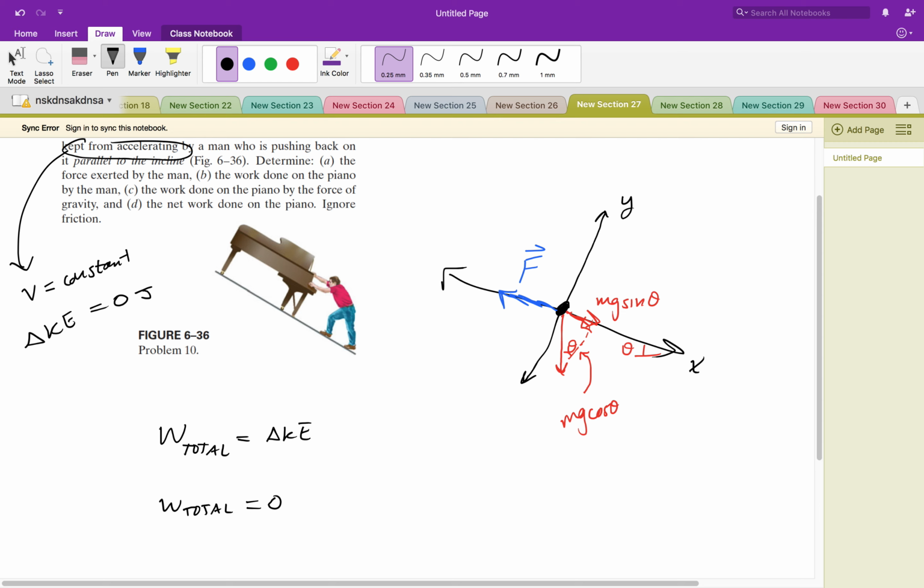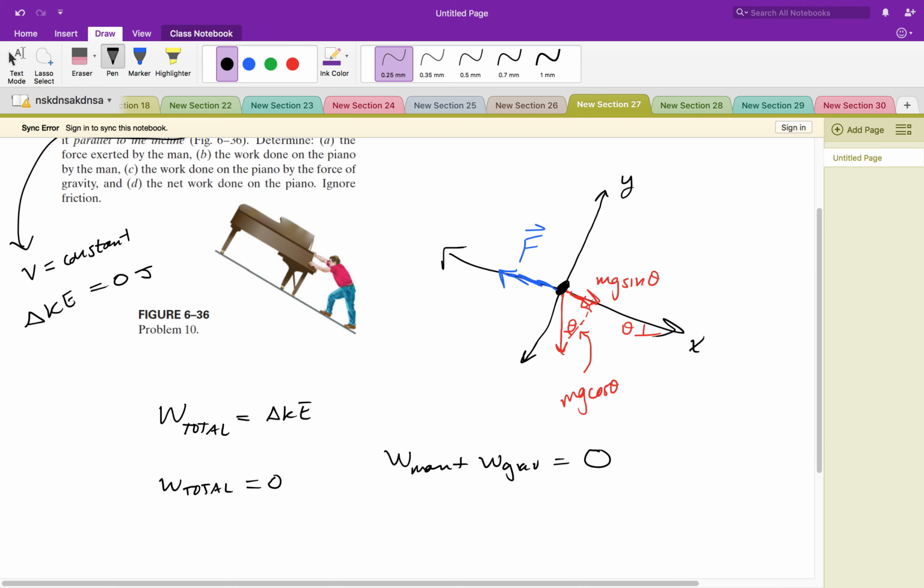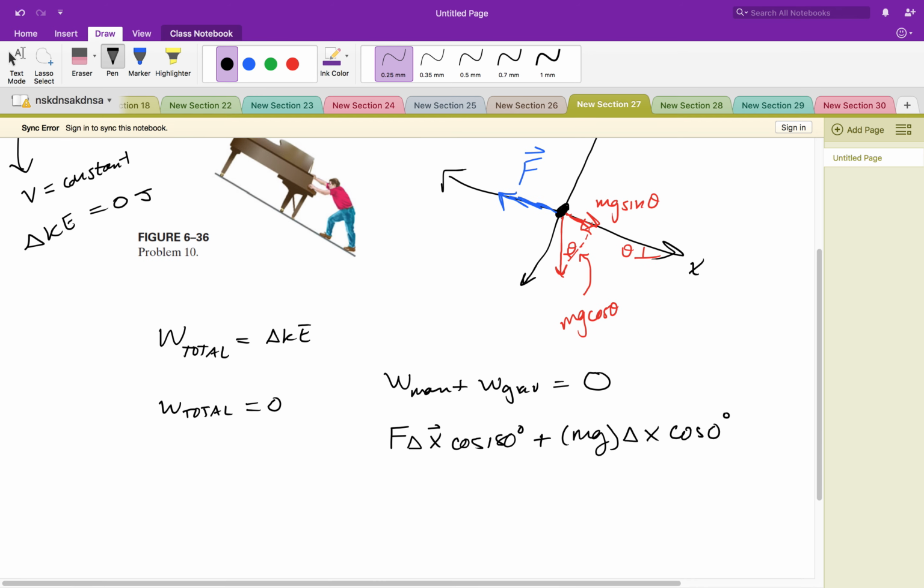The total work is the work. Now, we could call whatever direction we want positive. Since we're moving to the right, I'll just call that positive. So we'll say the work of the man plus the work of gravity, these are the two competing elements, equals 0. The work of the man is going to be his force, delta x times the cosine of 180, because he's having a negative effect. That's why it's the 180. Plus the force of gravity, which is mg, delta x times the cosine of 0, because they're parallel. And that all equals 0.